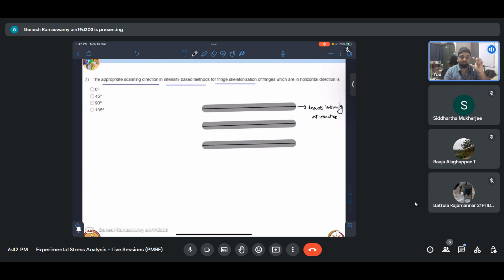So I'll be able to see a band which I cannot discern. So what I need to do, in order for fringe skeletonization, is this, which is nothing but an erosion scheme, essentially. Fringe skeletons are nothing but center lines, points of minimum intensity.